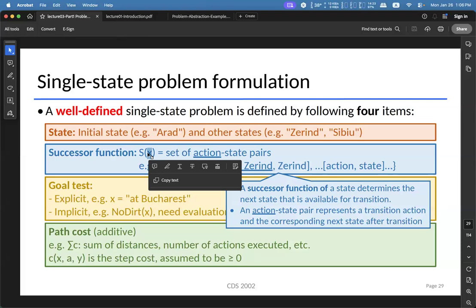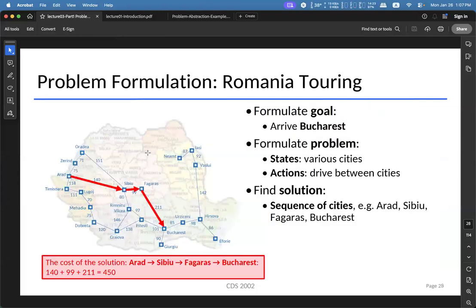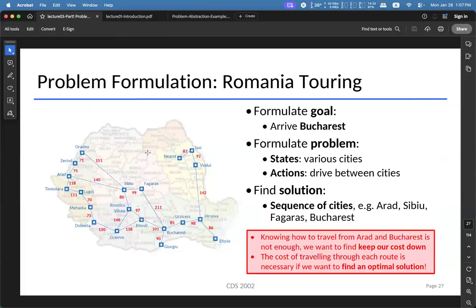If for any state in the environment I have a function that I can use to generate all the potential neighbors that are connected to this state, then this successor function has already encapsulated the whole structure of this network. So let's consider this. If I have a function that, given any city that I have here, is able to enumerate all the possible cities right next to it.